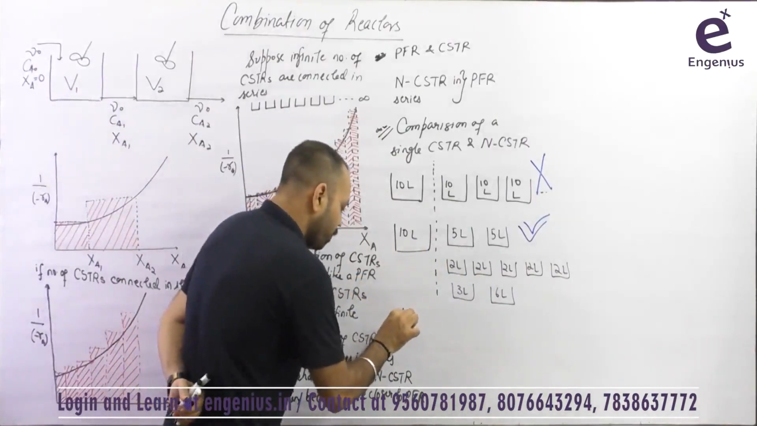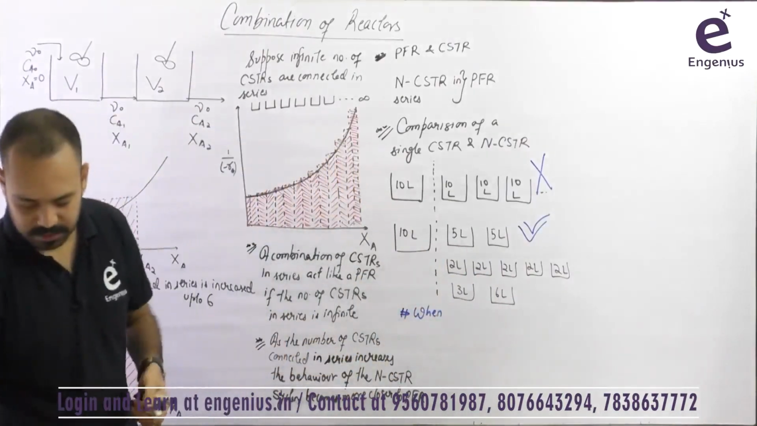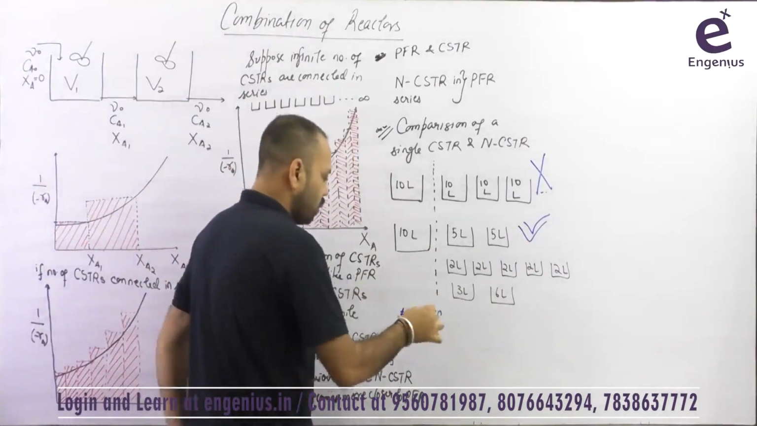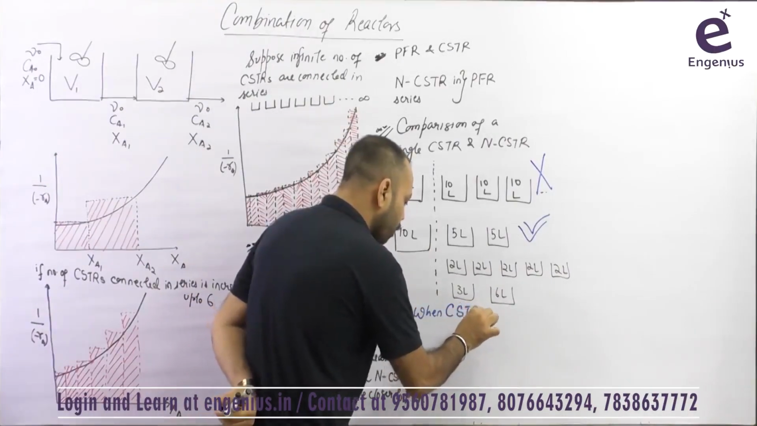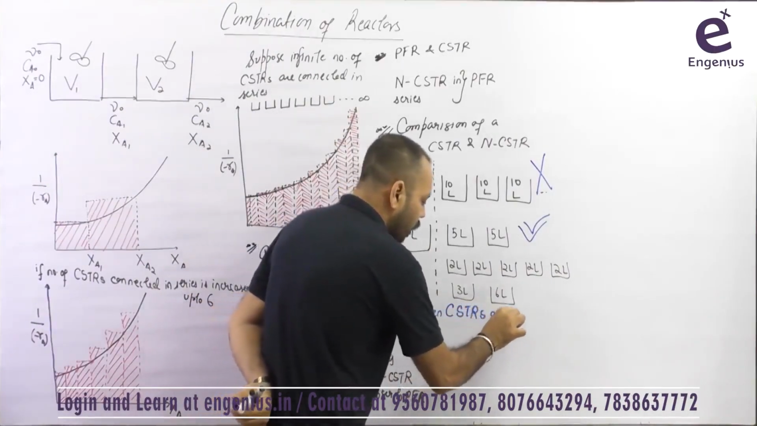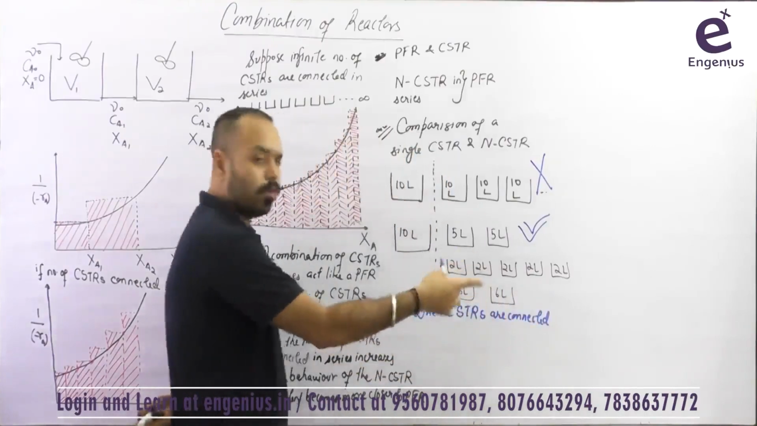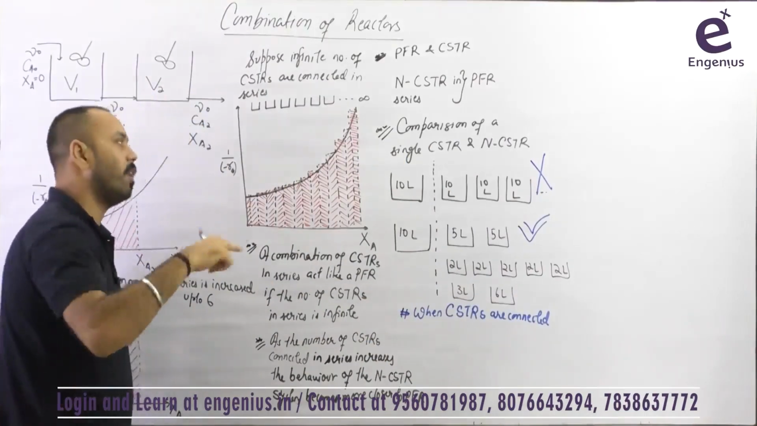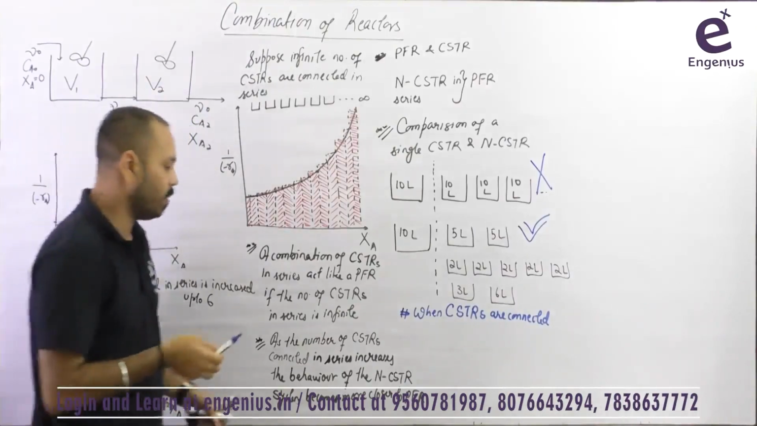When CSTRs are connected in series, I'm not saying they become PFR, they are more closer to PFR, क्योंकि PFR तो केवल इसी केस में बनेंगे. ये बात बहुत क्लियर होनी चाहिए. इनफाइनाइट वॉल्यूम, इनफाइनाइट नंबर ऑफ CSTRs होंगे तभी उस केस में PFR की तरह बिहेव करेंगे.